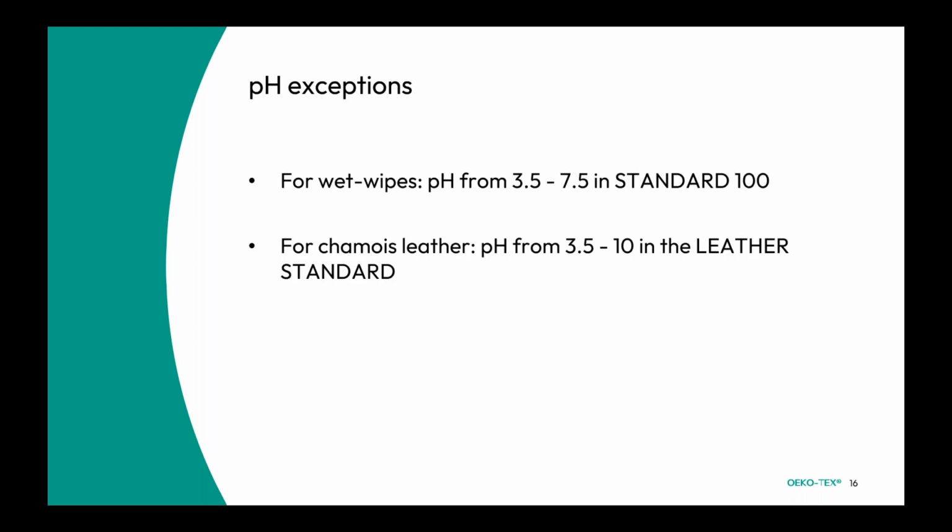We have also added some pH exceptions. So for wet wipes, the pH is now from 3.5 to 7.5 in the Standard 100. And for chamois leather, the pH is now 3.45 until 10, in that range for the leather standard specifically.